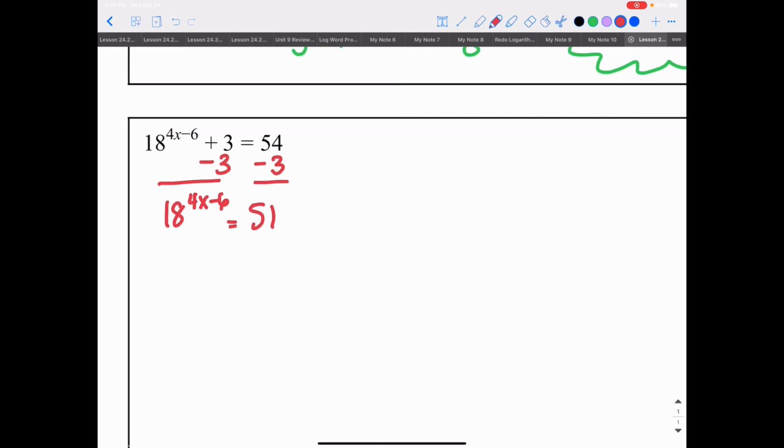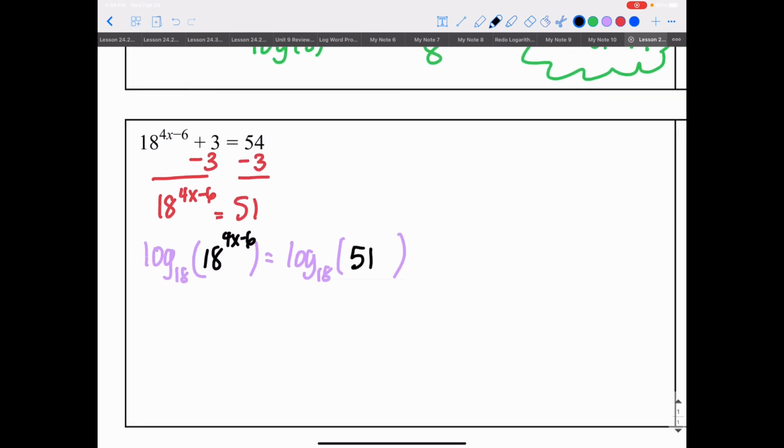And then I'm going to take the log base 18 of both sides. So I'm going to do log base 18 of what's on the left, 18 to the 4x minus 6 power, and log base 18 of 51 on the right. When I simplify this, what do I have to raise 18 to get 18 to the 4x minus 6 power? Well, that's 4x minus 6 is equal to, on the right-hand side, log of 51 divided by log of 18.